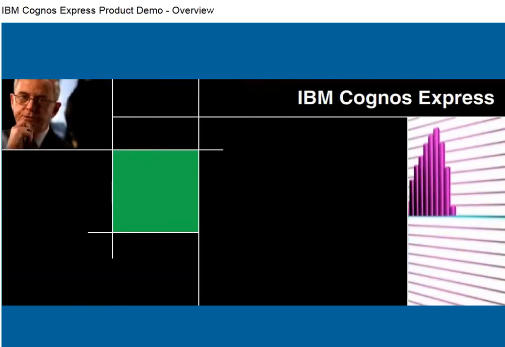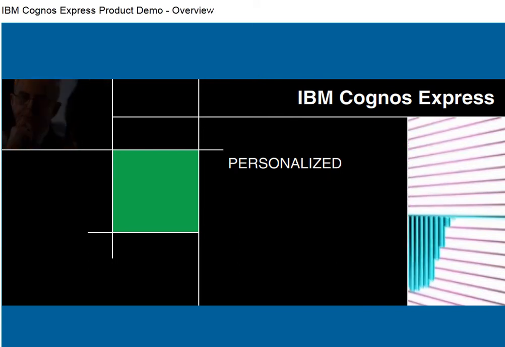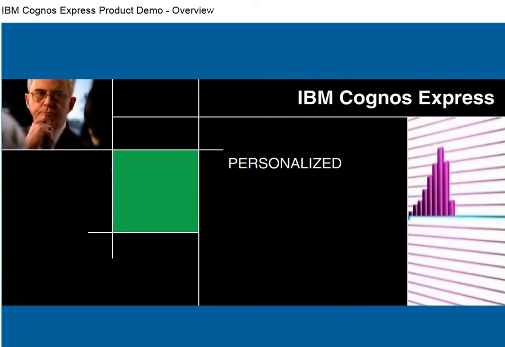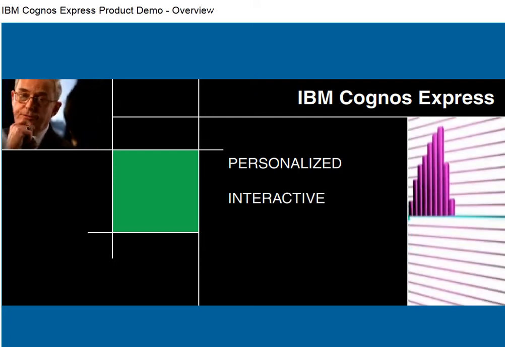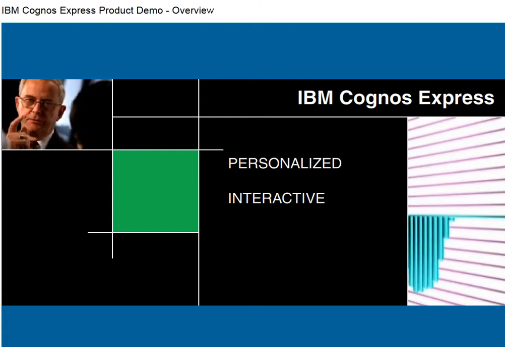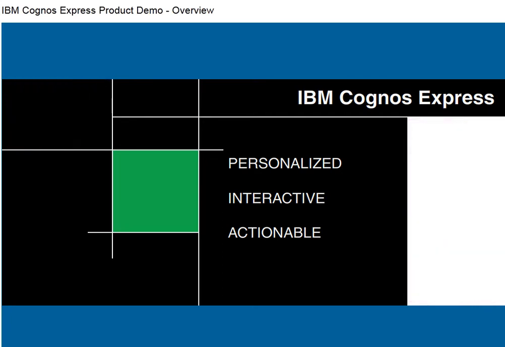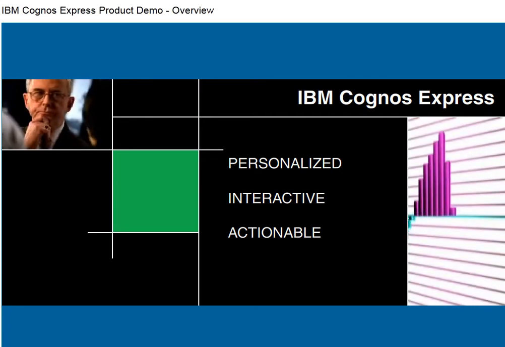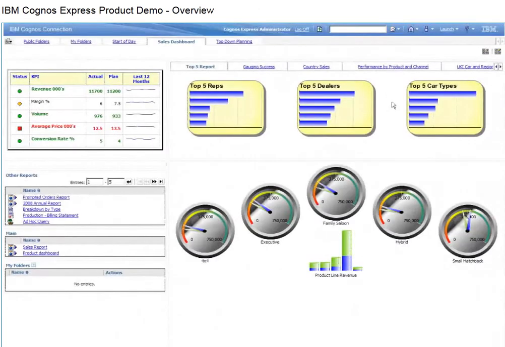IBM Cognos Express dashboards provide personalized, highly visual summaries of the information you need to monitor and manage your business. Interactive dashboards let you see how your company is doing and then drill down to analyze the reasons why. These actionable dashboards include write-back capabilities so you can make changes directly on the dashboard and tie insights to your business plans instantly. Here we see a personalized dashboard that contains a variety of reports, charts, and gauges.